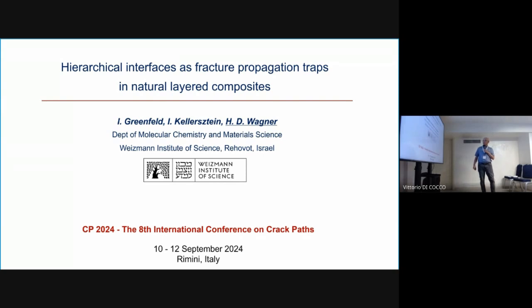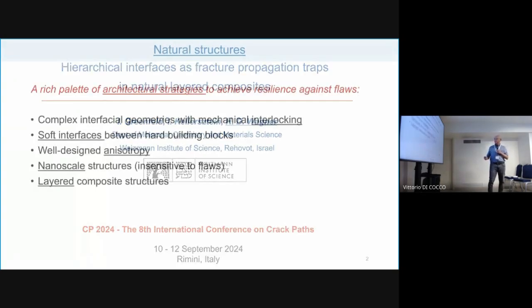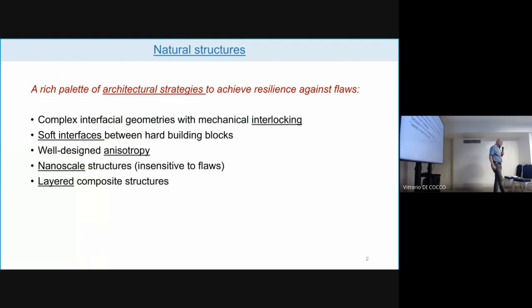So we'll talk about fractures in natural layer composites. We talk about natural structures. It's a very fascinating field, and we've been busy in this field for quite a few years now. We're looking at architectural strategies to achieve resilience against flaws in all kinds of natural structures. For example, mechanical interlocking is one. Soft interfaces are present sometimes in structures, or many times actually. Anisotropy is another trick. Nanoscale structures which are insensitive to flaws is another approach.